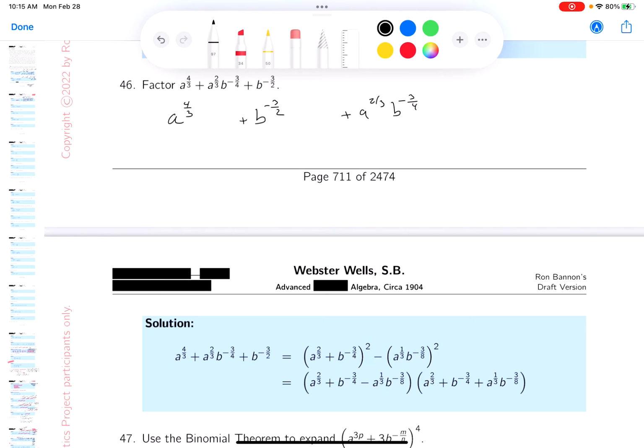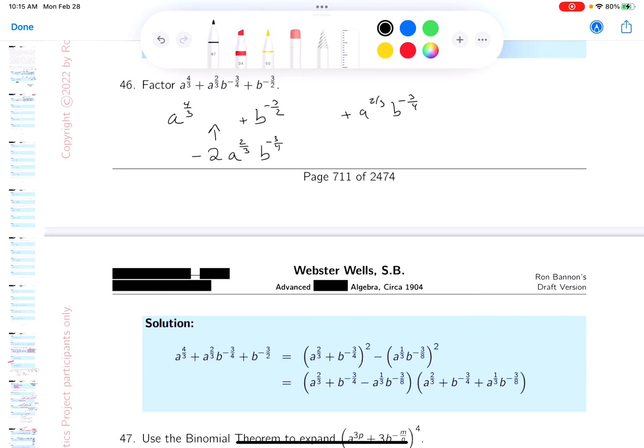And I'm gonna, again, I'm believing it has something to do with squares, so I'm gonna put something in the middle here. But I want it to be a minus thing, so a minus of what? It's gonna be 2, a to the 2/3. Almost like I'm completing a square, so to speak. And then, let's see, b to the minus 3/4.